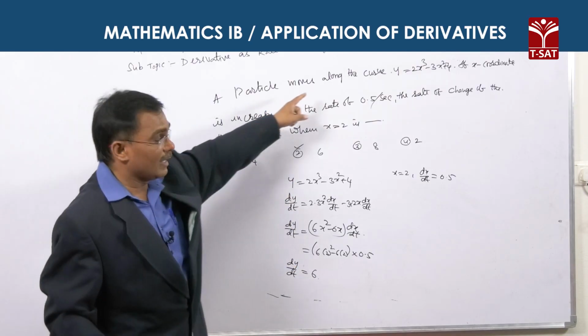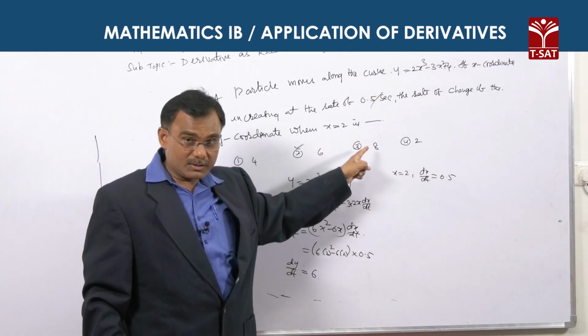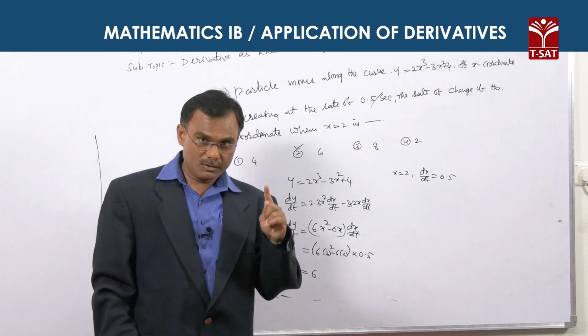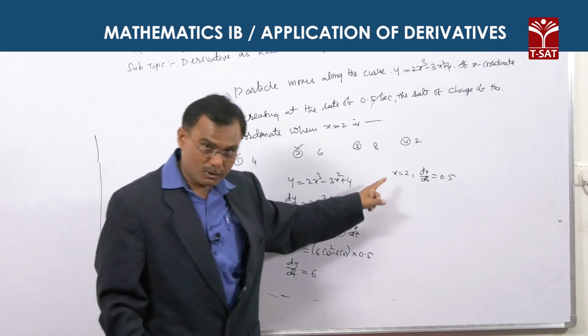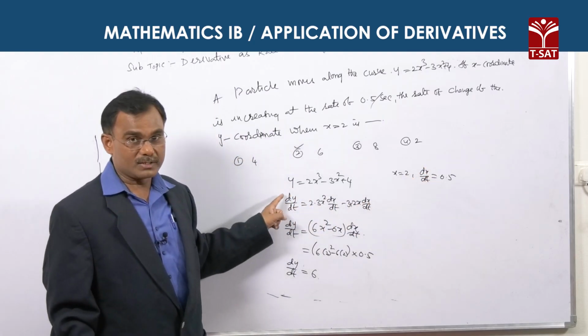So a particle is moving on the curve, and the curve equation is given. The rate of change in the x coordinate is given, and at the point x equal to 2 we are asked for the rate of change in the y coordinate. At x equal to 2, dx by dt is given and the curve equation is given.